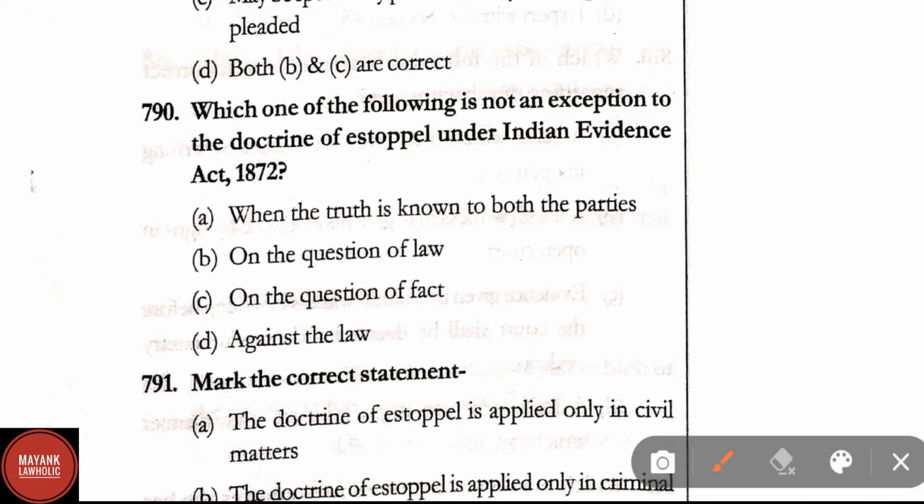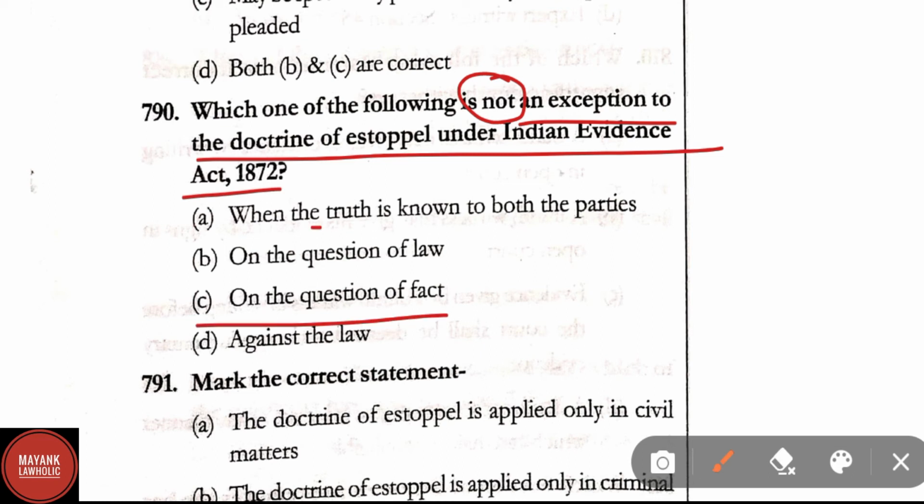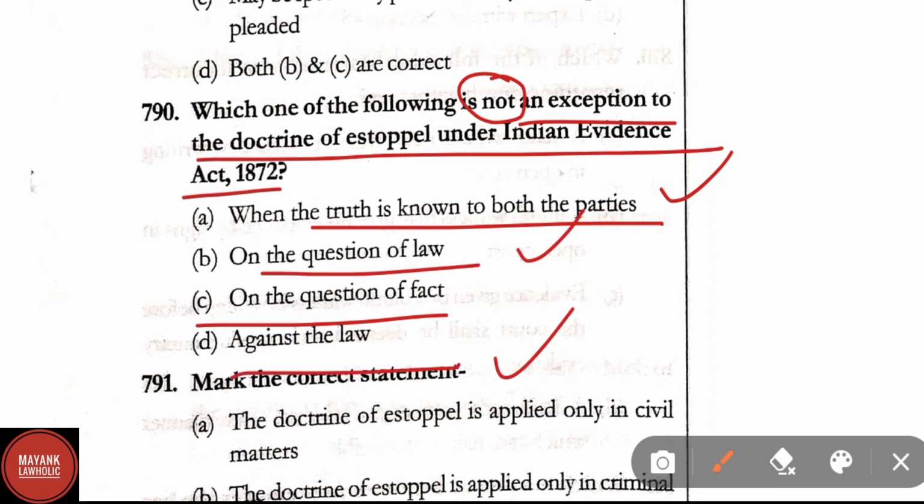Question number 790. Which one of the following is not an exception to the doctrine of estoppel under the Indian Evidence Act 1872? Here correct answer is option C. On the question of fact, it is not an exception to the doctrine of estoppel, whereas when the truth is known to both the parties is an exception. On the question of law is an exception, and against the law is also an exception.